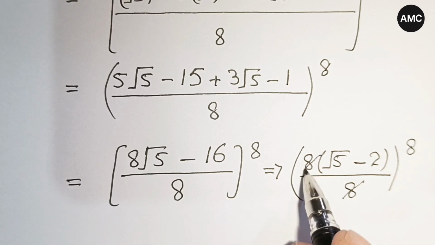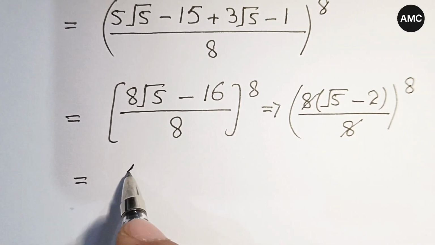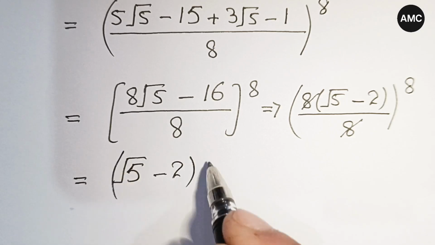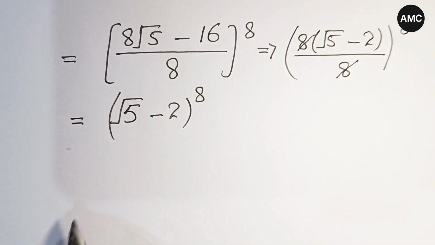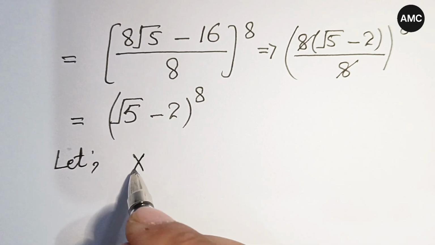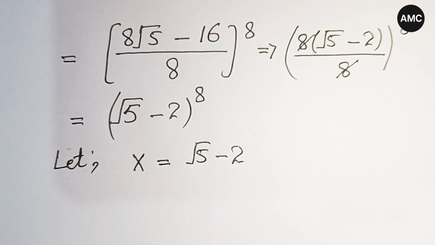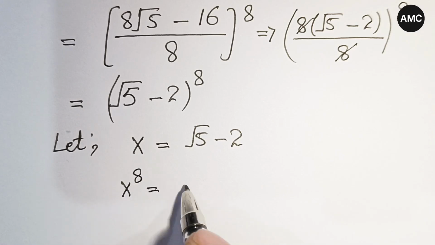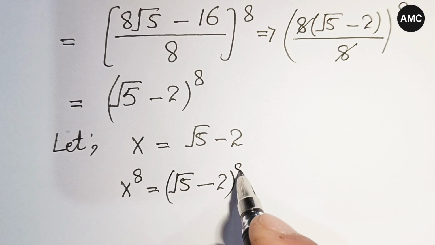Now this 8 is cancelled out with 8. We have square root of 5 minus 2 whole to the power 8. Now here we are going to let this expression be equal to x. So x is equal to square root of 5 minus 2. If x is equal to this, then x to the power 8 is equal to square root of 5 minus 2 whole to the power 8.